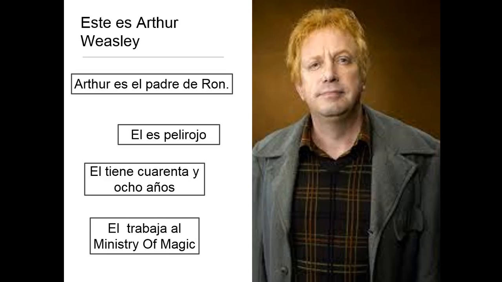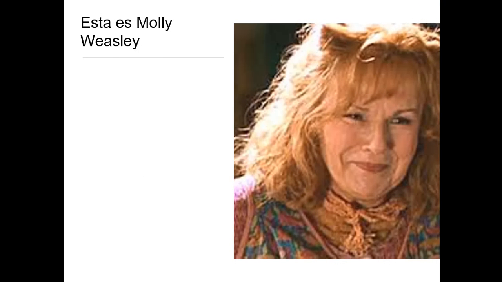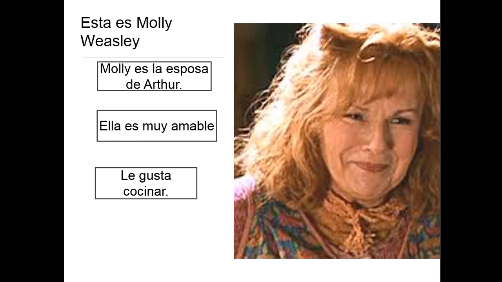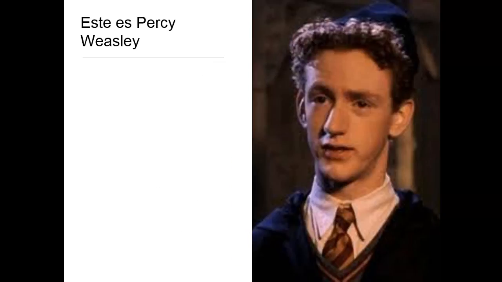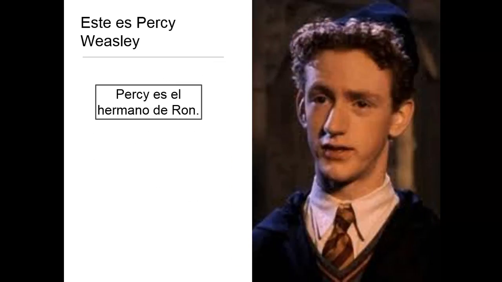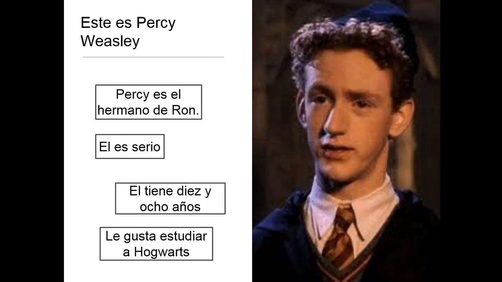"Él trabaja en el Ministry of Magic." He works at the Ministry of Magic. So that was the first person. And then you keep going. You've got Molly, and you explain Molly in those 5 sentences. And then you have Percy, and you explain Percy in those 5 sentences. So you're going to do 6 people total. I'm not going to show you every single person because you can go onto my Google Classroom and look at that project on your own.